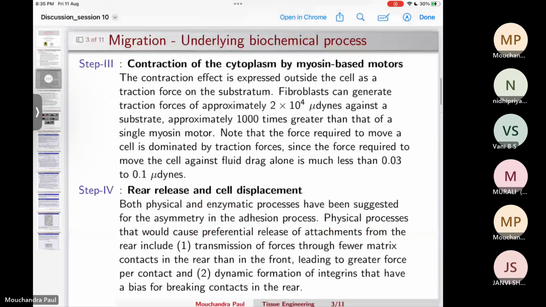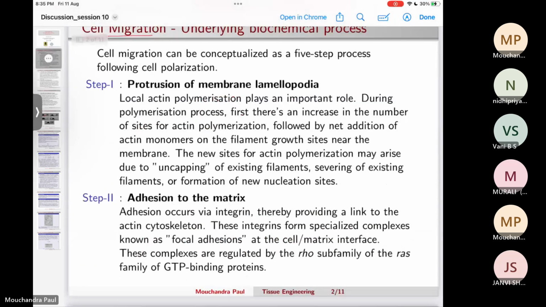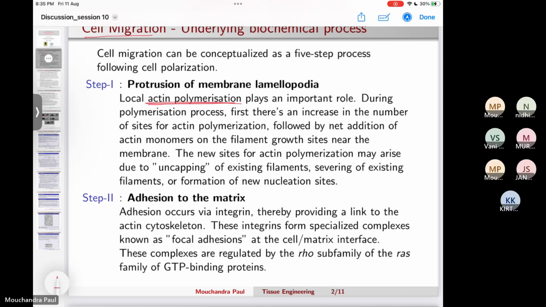So here let's describe what happens. This extension happens because of actin polymerization, and that too at a local region. You understand that there are molecules like actin and myosin present in the cytoskeleton of the cell. These actin molecules form polymers like a pearl chain, and because of this polymerization, the formation of lamellipodia is possible.